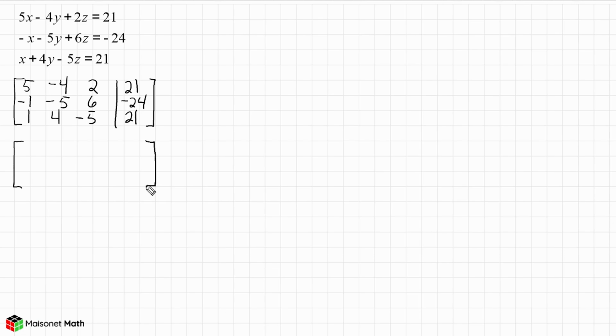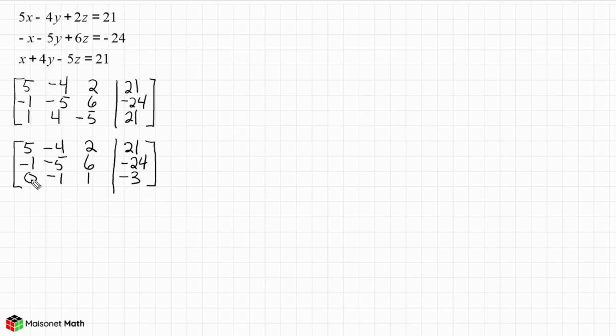And we're just going to rewrite the numbers from our first equation, which are 5, -4, 2, and 21. And we're going to write our second set of numbers, -1, -5, 6, and -24. And we're going to add these two rows together to get 0 in the x position. We're going to get -1 in the y position, and we're going to get +1 in the z position. And 21 and -24 is -3.